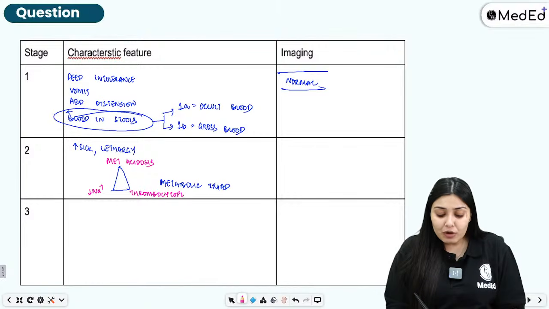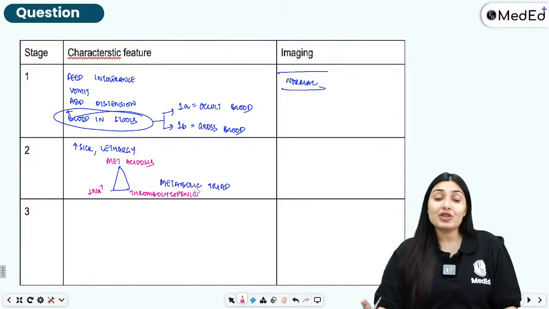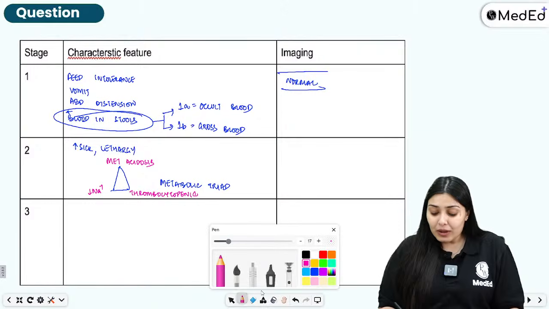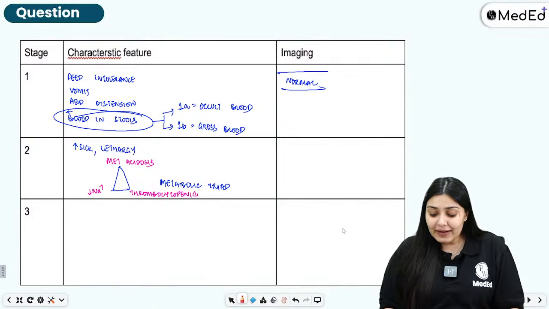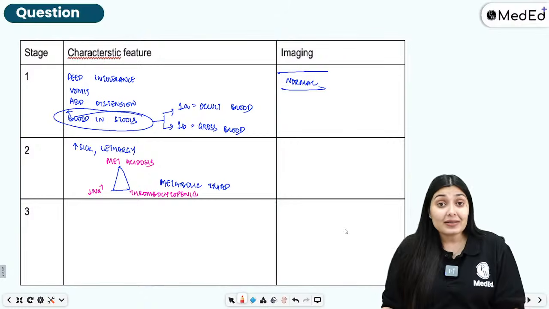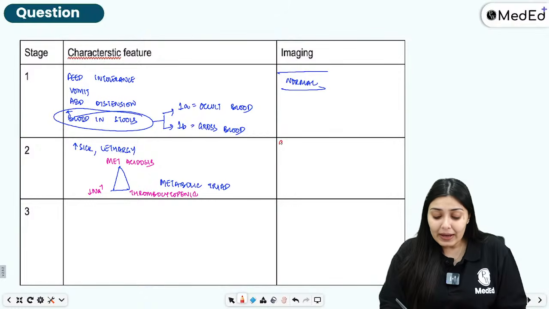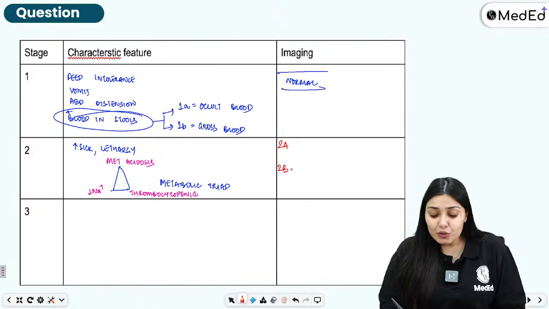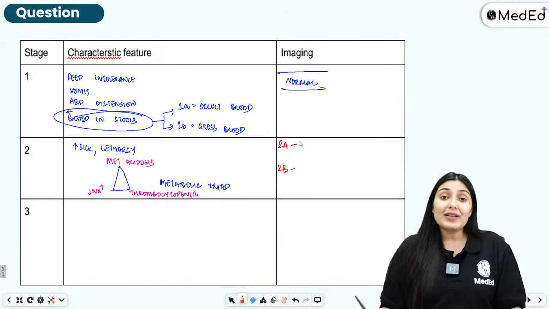So this is the metabolic triad that you see from stage 2 onwards. And what are the imaging findings? Depending upon the imaging findings, we can divide this stage 2 into 2A and 2B. What is 2A?